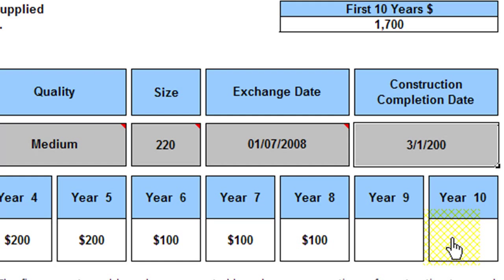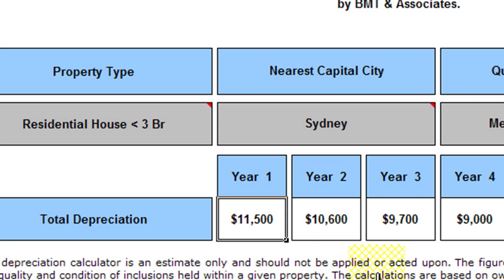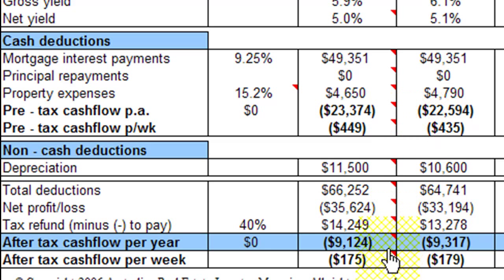So let's change the construction date and watch what happens to the depreciation. You can see just like that, we've gone from $400 in the first year fading away to $11,500 in depreciation. How does that affect the bottom line? Let's go back to the interest only report. As a result of greater deductions, a greater loss on paper, our tax refund has increased from $11,000 to $14,000, and our after-tax cash flow has improved to minus $9,000. So still negative cash flow, but a better picture.